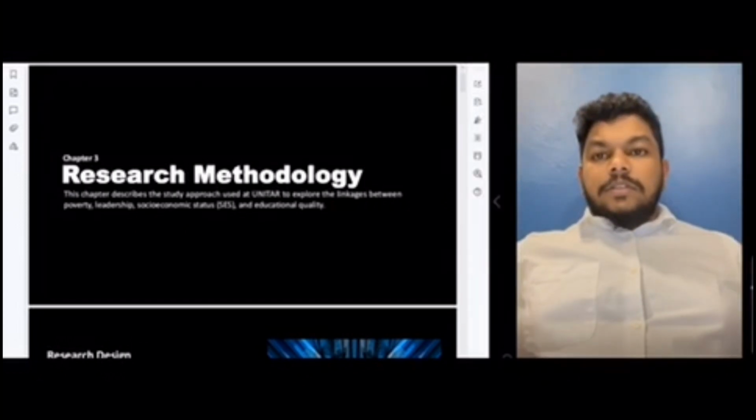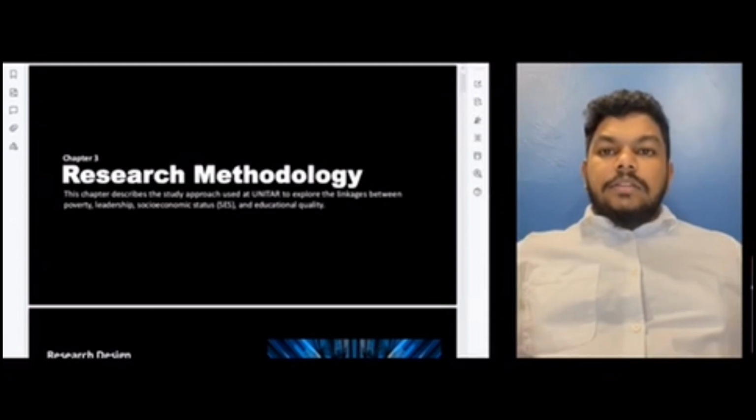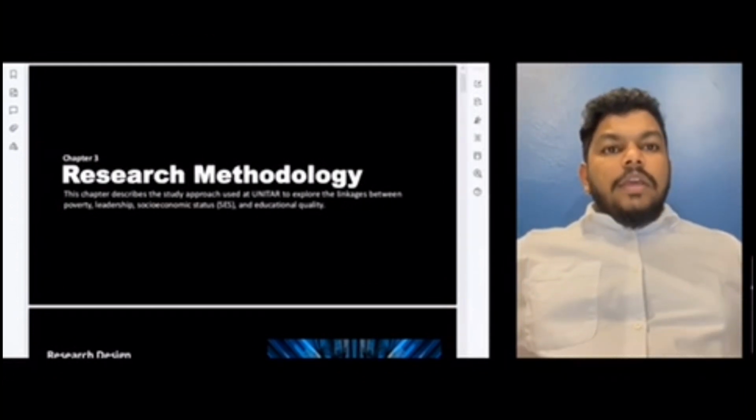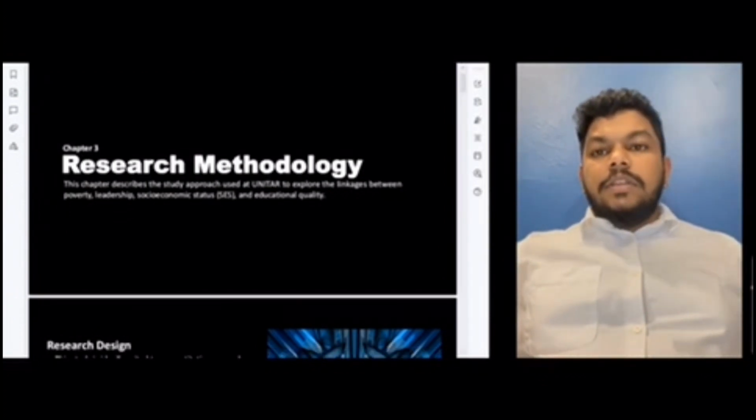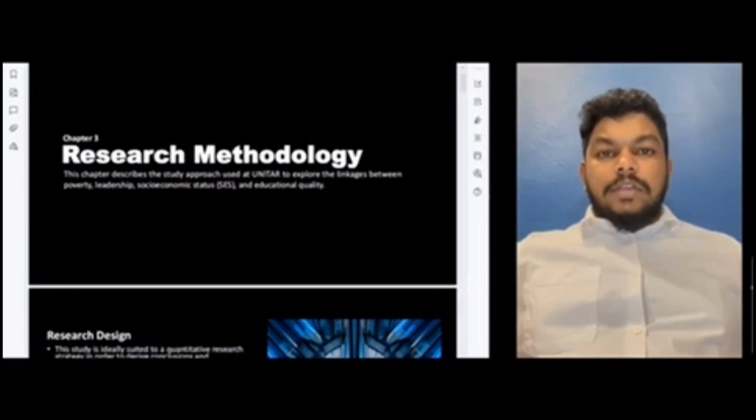Research methodology introduction. This chapter presents the research methodology employed to investigate the relationship between poverty, leadership, socioeconomic status, and the quality of education at UNITAR. The chapter outlines the research design, target population, sample size, data collection procedure, data analysis technique, and questionnaire used in the study.